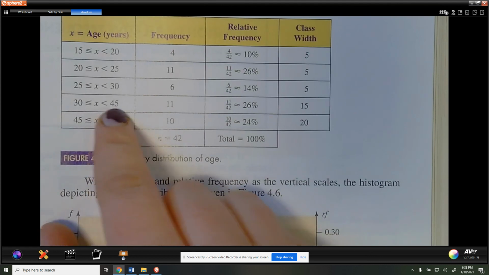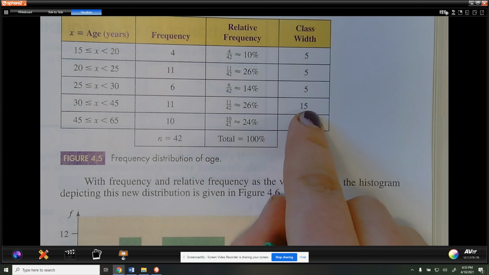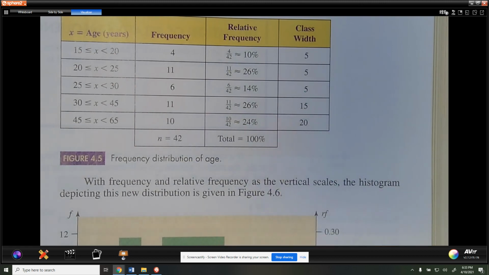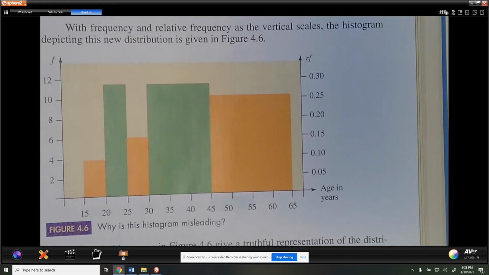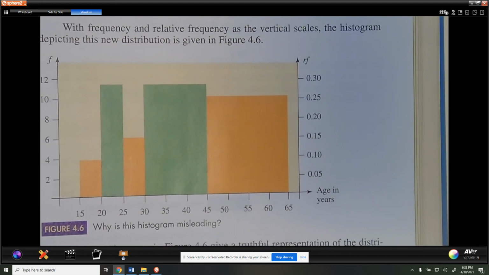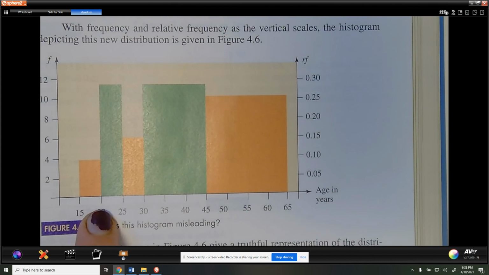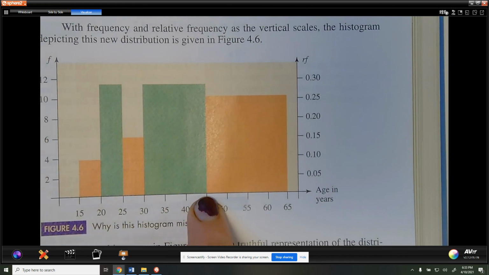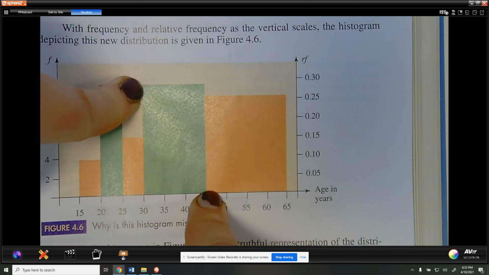Don't know why that would be, but because we're looking at a greater width, this is going to mess with our histogram a little bit. So that's where we need to consider relative frequency a little bit more, right? And here's what this would look like. Ugh, terrible, right? So here's our ages 15 to 20, 20 to 25. And then when we jump to that interval of 30 to 45, it looks like this giant amount of people, right?